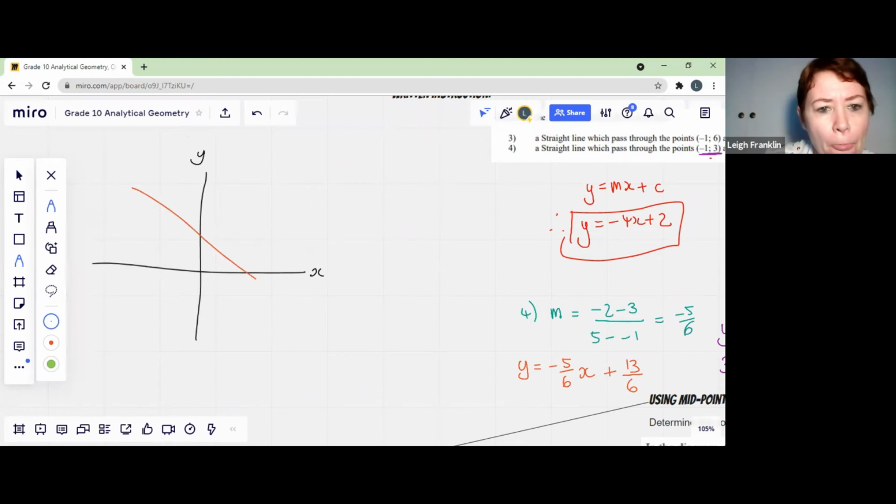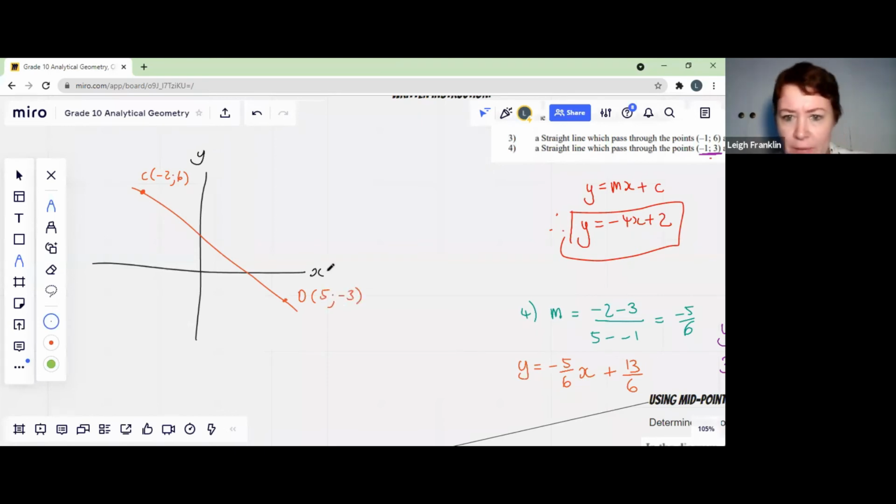All right, so there's a line. This point over here is point C. Its coordinates are -2 and 6. This point over here is point D. Its coordinates are 5 and -3. We are going to work out the equation of line CD using the formula y equals mx plus c.